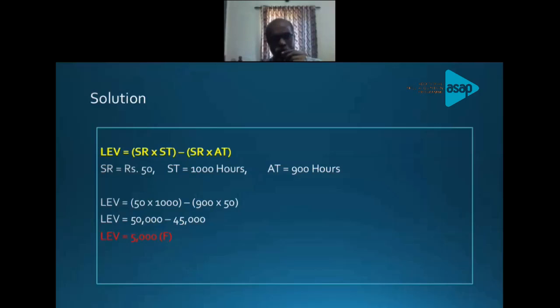So labor efficiency variance, applying the equation: standard rate 50 into standard time 1000, so 50 into 1000, minus standard rate 50 into actual time 900. So the labor efficiency variance is 50,000 minus 45,000, that is 5,000 favorable. Why did it become favorable? Because the actual time is lower than the standard time, so the efficiency variance becomes favorable.